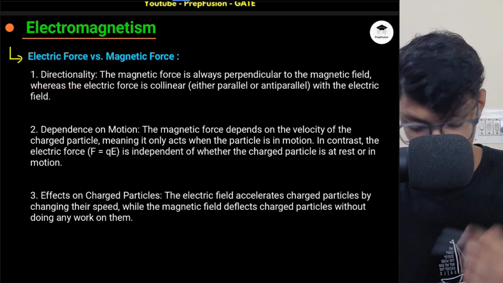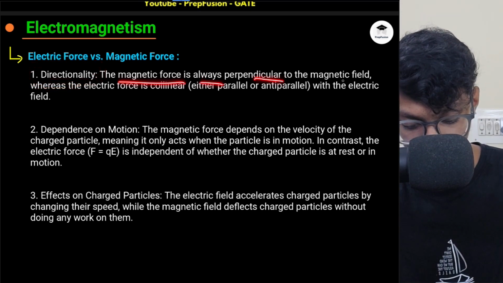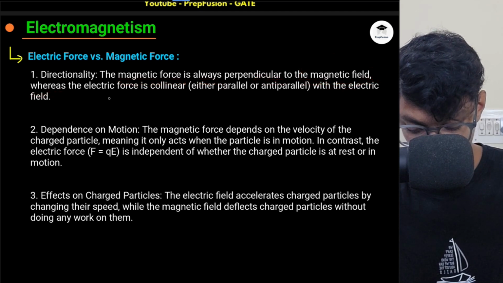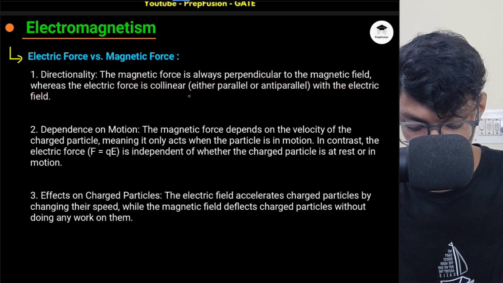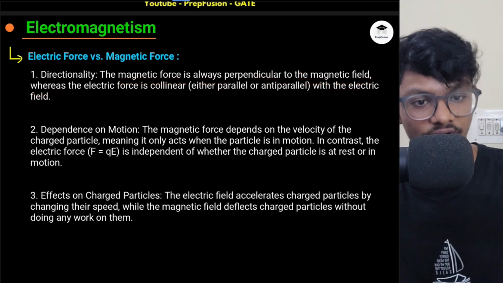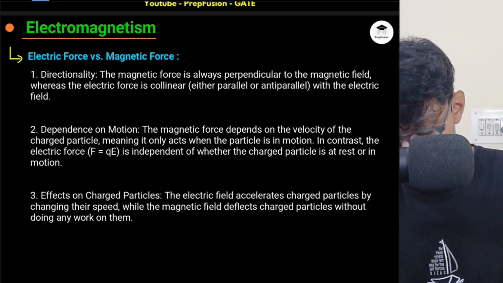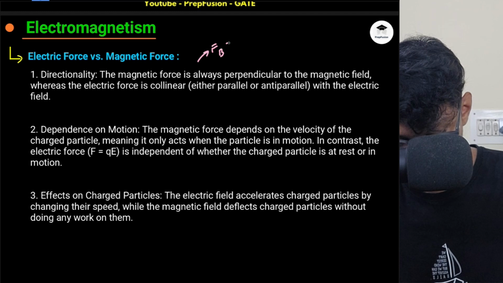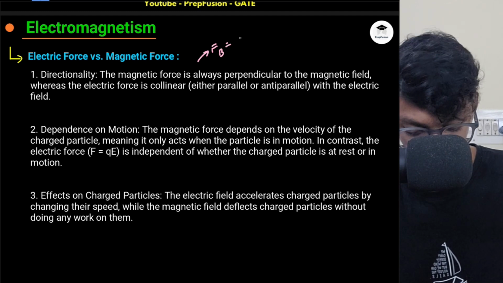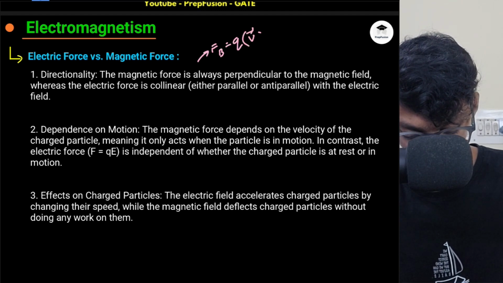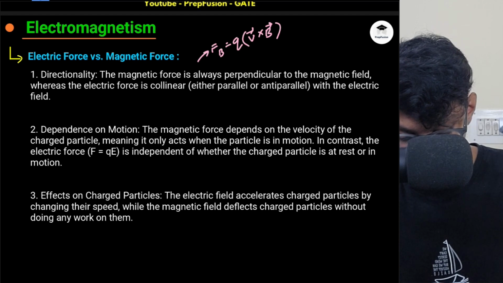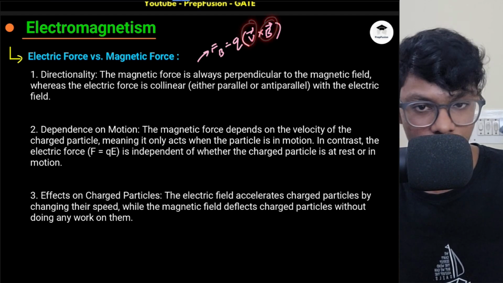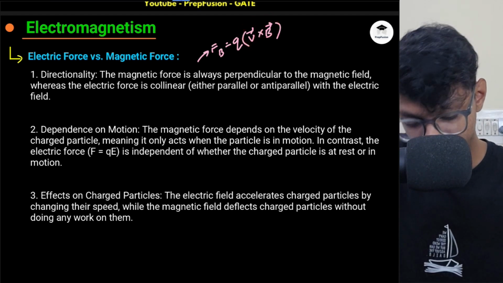Now let's talk about the direction. The magnetic force is always perpendicular to the magnetic field, whereas the electric force is collinear. That means either it will be anti-parallel or parallel. Why is that the case? Because the magnetic force FB is always equal to Q V cross B. So it is perpendicular to both velocity and magnetic field, so it will obviously be perpendicular.